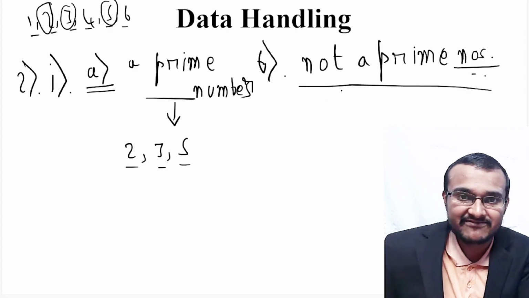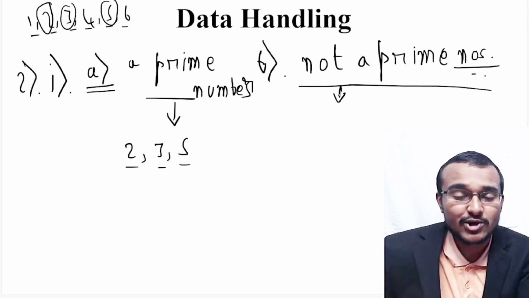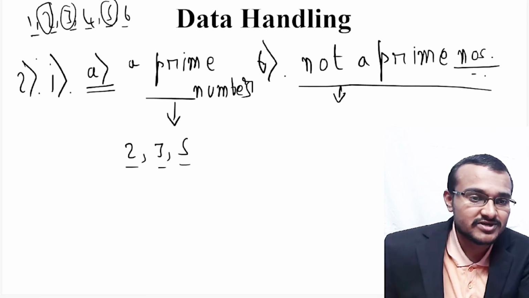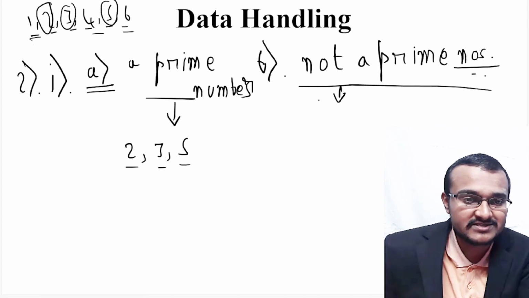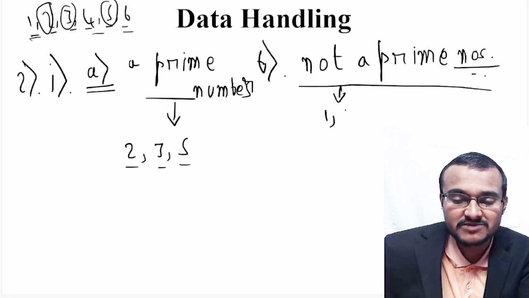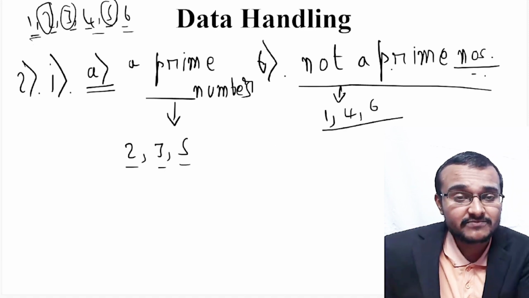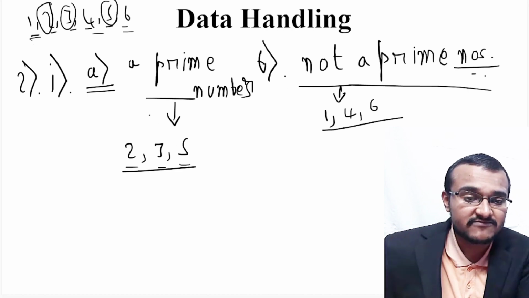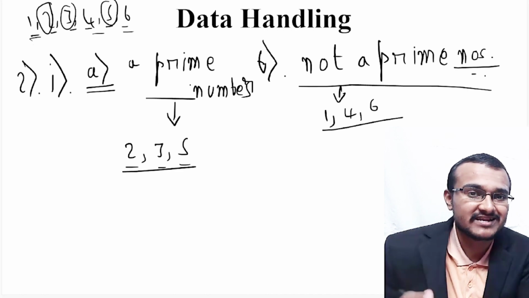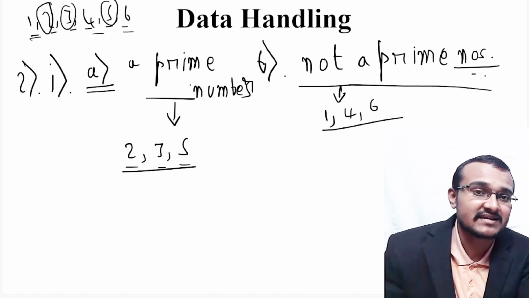In the second event, question B, that is not getting a prime number, the left out numbers are 1, 4 and 6. So the outcomes which are possible in this particular event are 1, 4 and 6. So these are the outcomes for not a prime number, and those are the outcomes for a prime number in this particular event. So A is one event, B is another event.